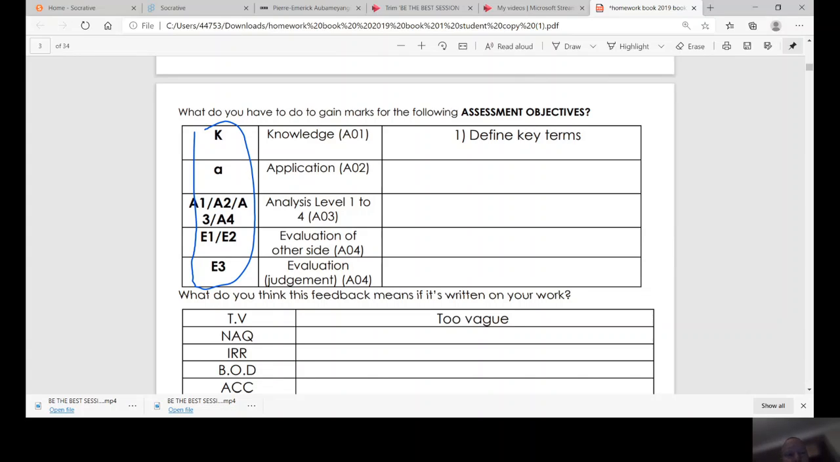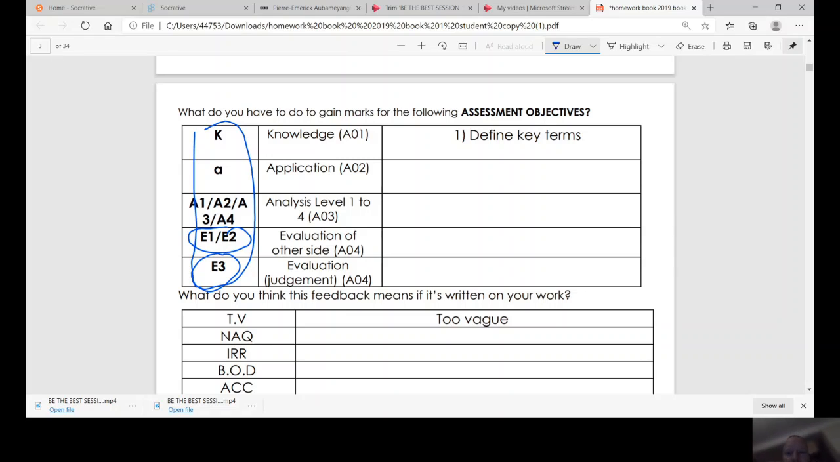So when I'm marking your work, if you see the letter K, that is knowledge. If you see a small a, that's application, AO2. If you see A1, A2, A3, A4, that is you working your way up through the different skill levels in terms of analysis, level 1 to 4. Lower level evaluation you will see as E1 and E2, and higher evaluation you will see as E3.